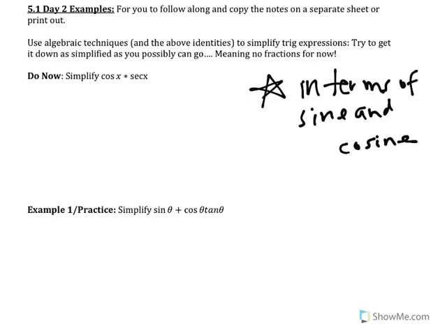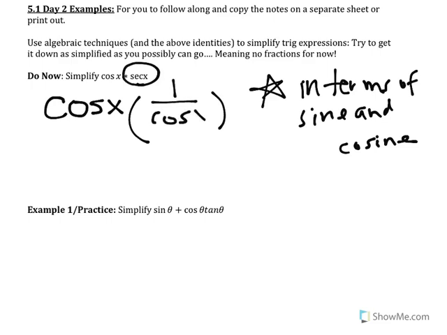It says simplify cosine times secant. So what I'm going to do is go back to the identity sheet. I see that cosine is already in terms of cosine, so I'm going to leave that alone. But I know that secant is equal to 1 over cosine. So I'm going to replace secant with 1 over cosine. And just like we saw a lot yesterday, what happens when we have cosine on top and bottom? We know that they can cancel. We're just left with 1 over 1, which is equal to 1.